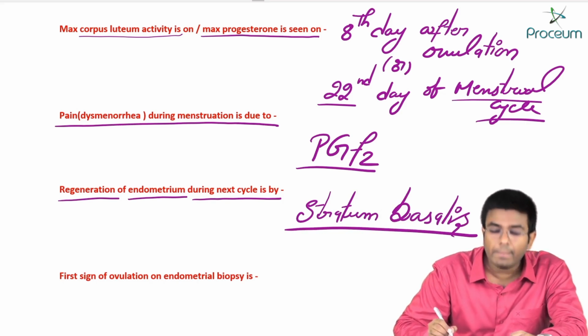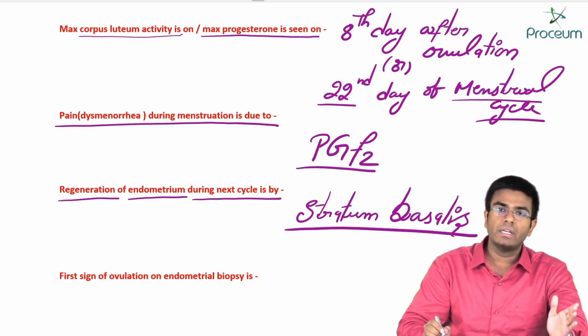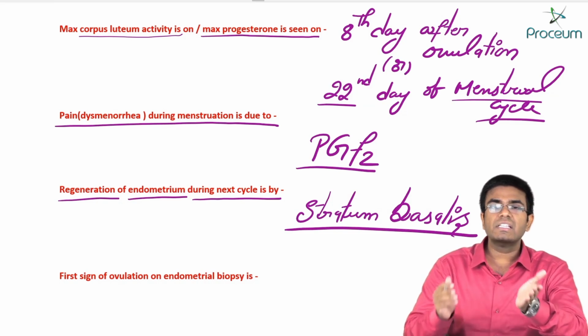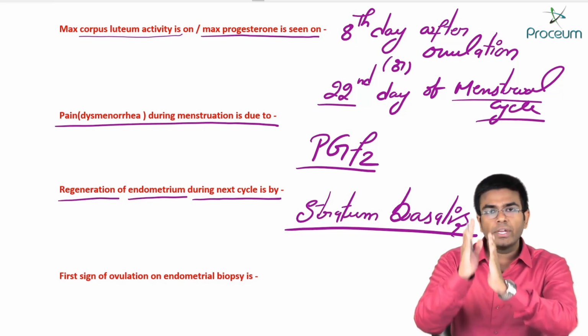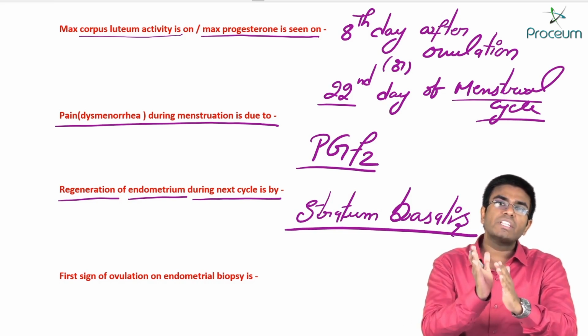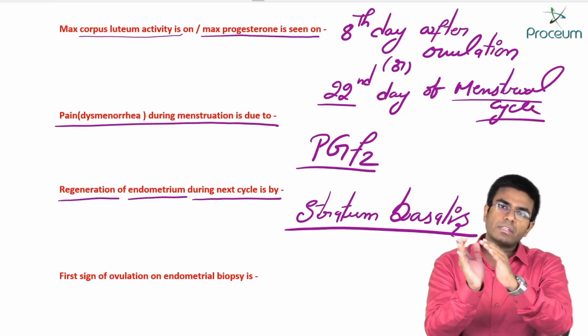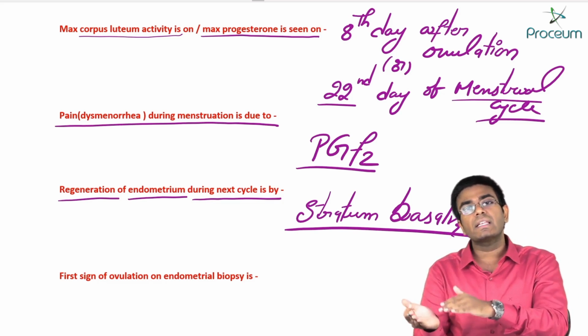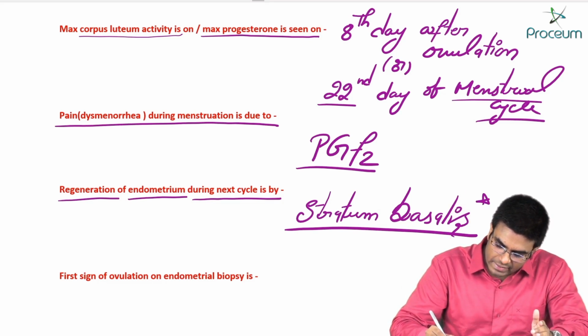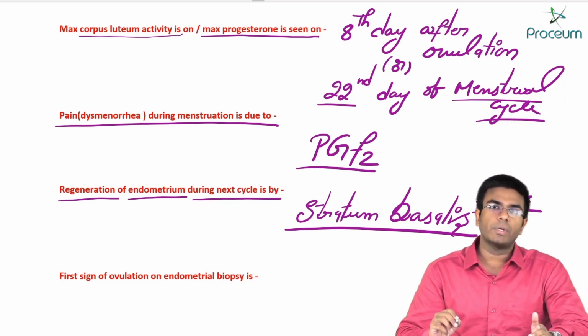Okay, so stratum basalis is not going to be shed and it's not going to be expelled. It's just like a germ cell layer. It's going to be there always. So it's going to regenerate, and that regenerated endometrium will be shed and expelled out, and in the next cycle again the same stratum basalis will cause the regeneration, proliferation of the uterine endometrium.